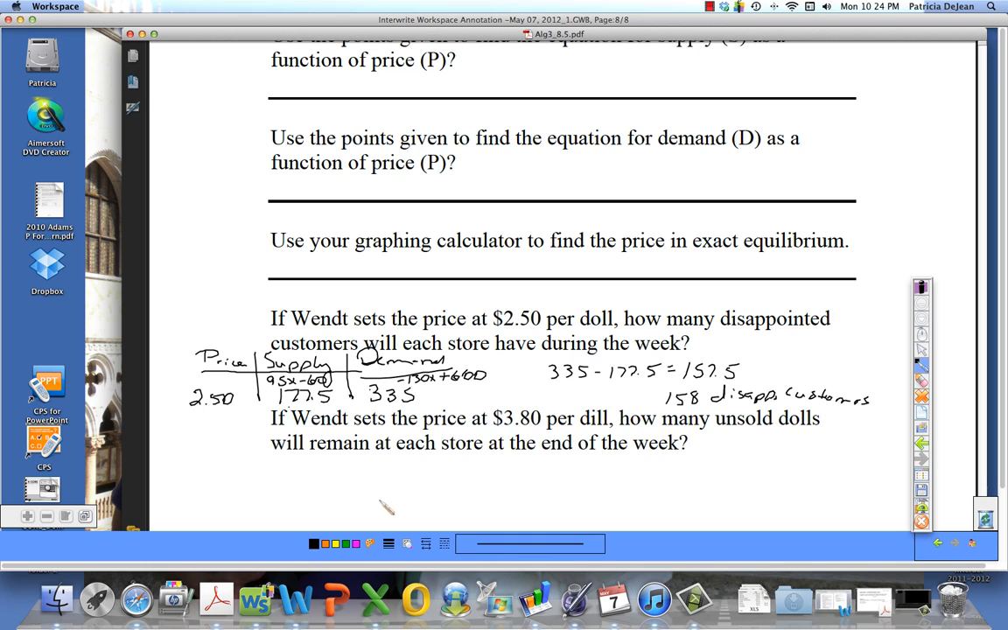If she sets the price at $380 per doll, you do the same thing down here. You're going to take $380, and putting that in this equation, you should end up with 301. And here the demand is 166, so she ends up with a surplus in this one, of 135. 301 minus 166 is 135. How many unsold dolls? So it's 135 unsold dolls because she has a lot of supply and not as much demand.